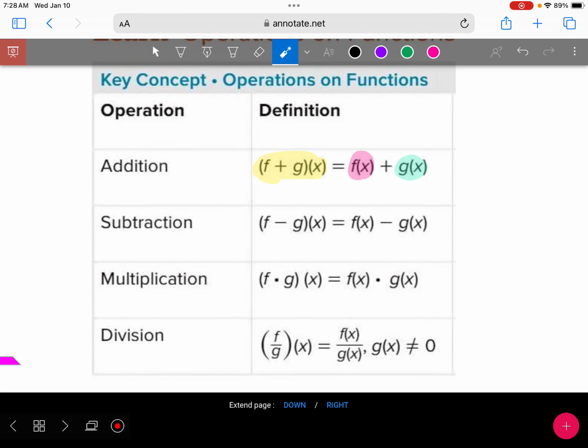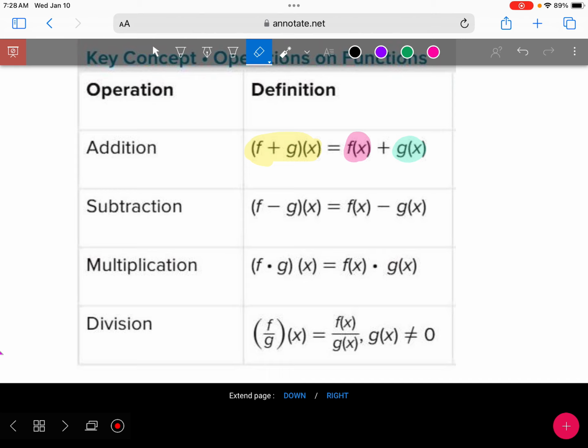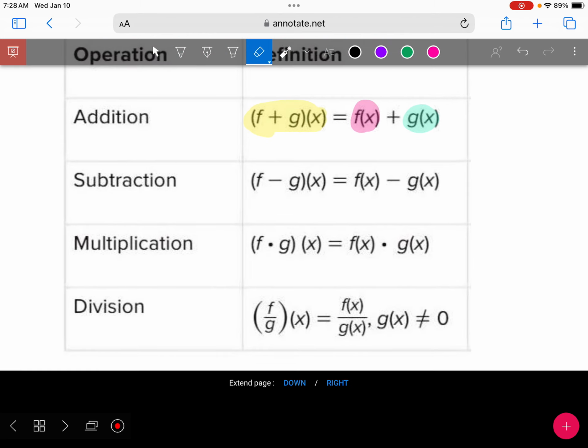Okay, so I want you to write these down. I'm just going to zoom in a little bit further so they're a little bit bigger. There we go. Oh, that's good. So we're going to do addition, subtraction, multiplication, and division with our function rules today. And these look super complicated. I promise they're not awful.